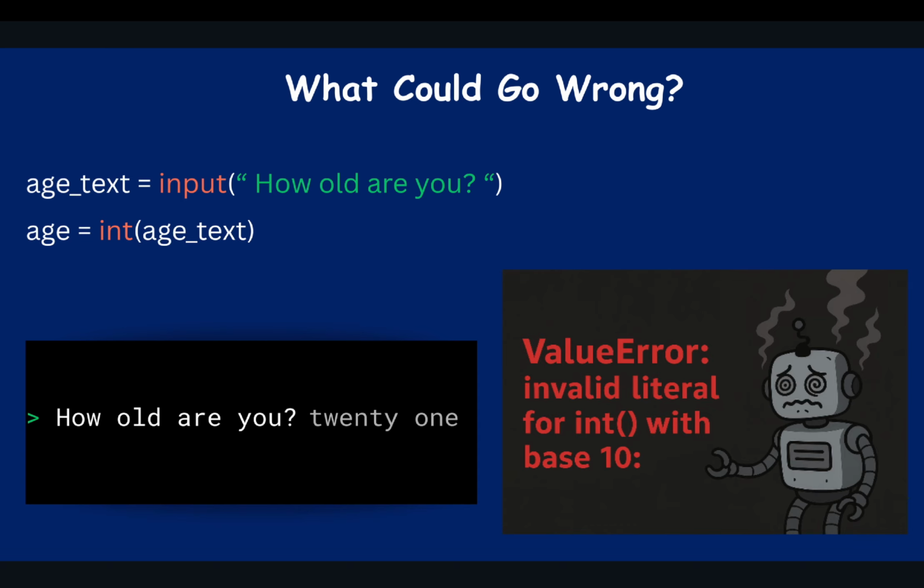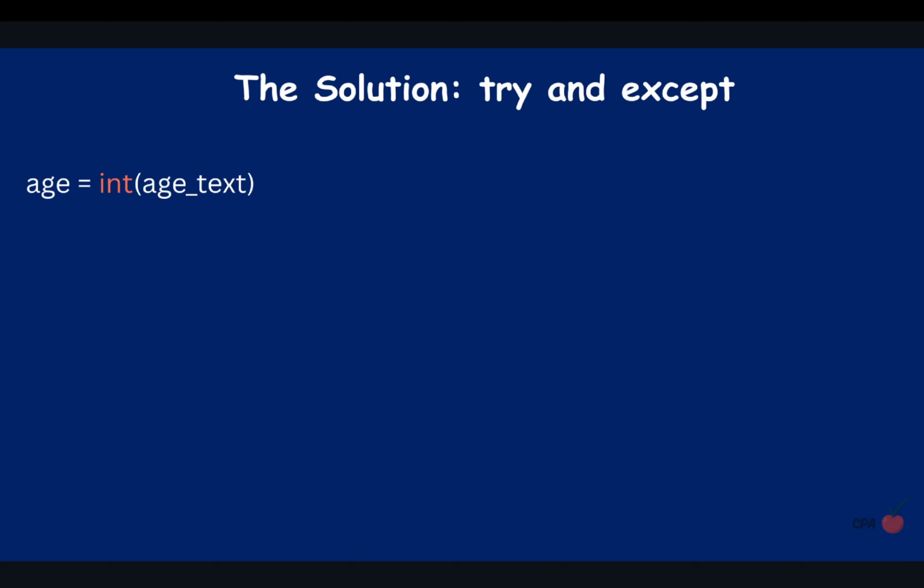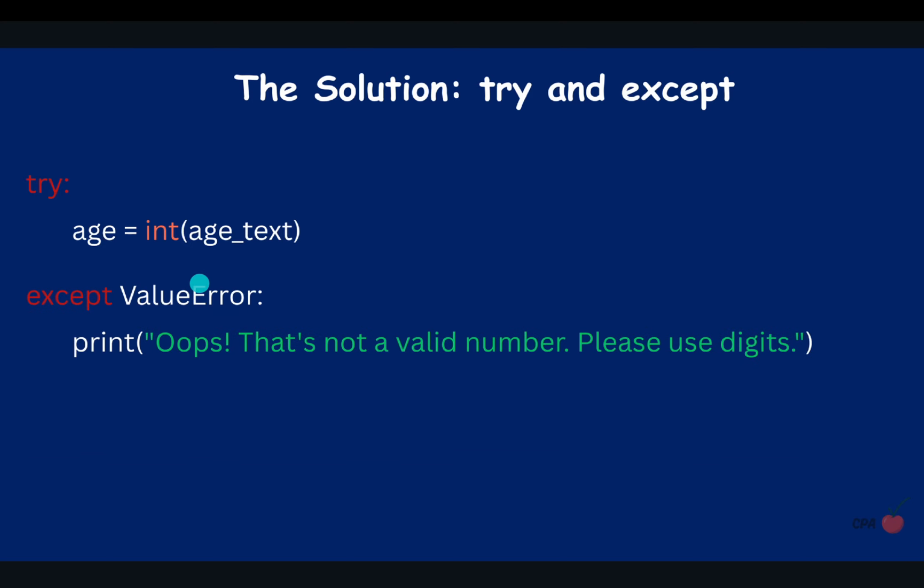So how can we make our code resilient to what the user types in? To stop our program from crashing, we need to give it a safety net. In Python, this safety net is called a try and except block. So remember, this line of code was making our program crash if the user entered words such as "twenty-one". What we can do is put this line, let's call it the risky code, the code that might crash, inside a try, and then we add an except block to catch the error and decide what to do instead of crashing.